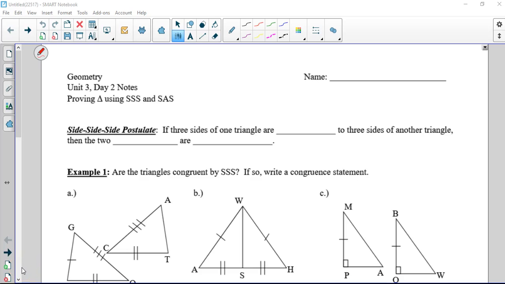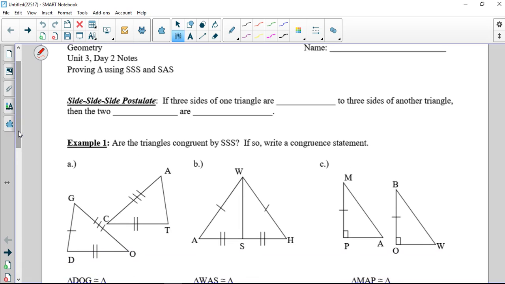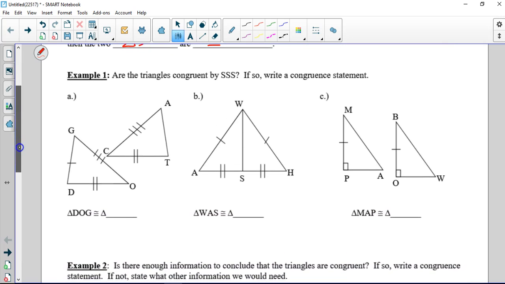Okay, day 2. Proving triangles congruent using SSS and SAS. So the side-side-side postulate says if 3 sides of one triangle are congruent to 3 sides of another triangle, then the 2 triangles are congruent. So, example 1. Are they congruent by SSS?